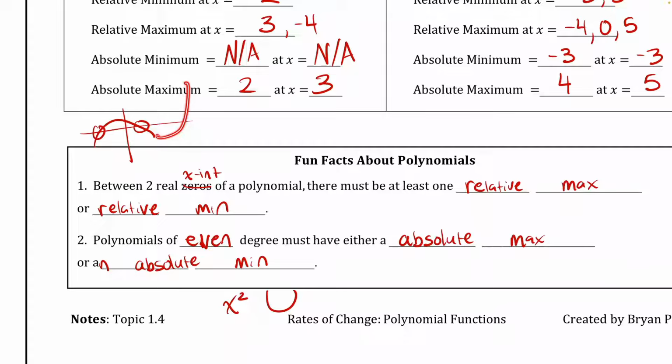I can't make it have two y-intercepts, or else you're not a function. If I have two y-intercepts, it goes like so, and then it doesn't pass the vertical line test. Again, we'll mess with that a little later.